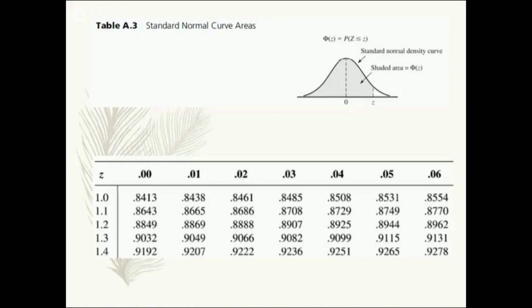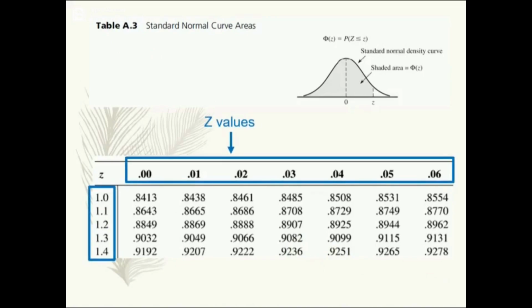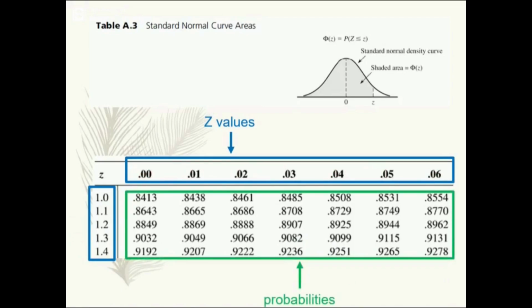Just before we have a look at a specific example, I want to show you in this table what everything represents. You'll see the top row and the far left column. Those are values of Z. This column represents the units and the tenths, and this row represents the hundredths. The values inside are your probabilities. For any Z value, these probabilities represent the areas to the left of that value.